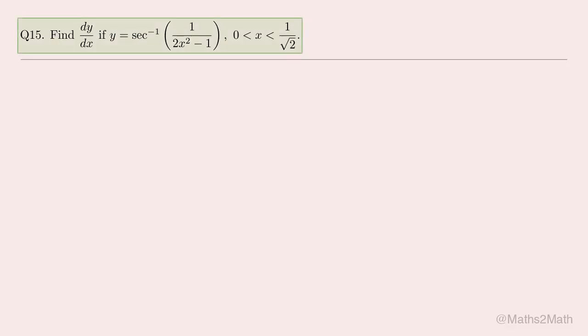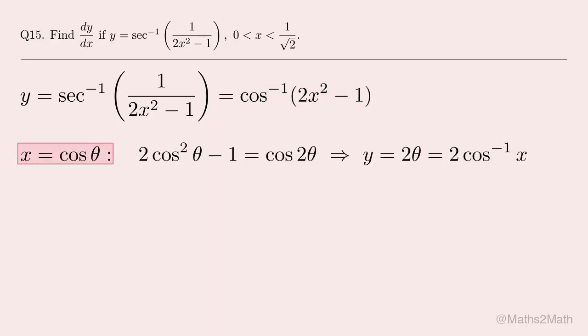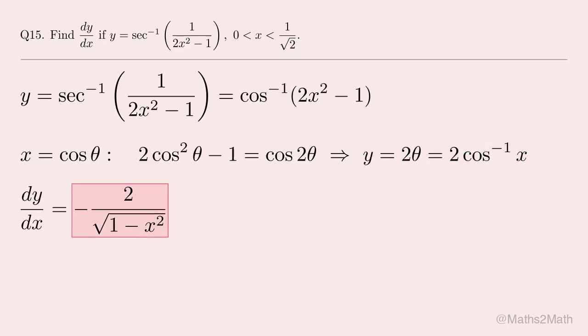Question 15, the last one. Inverse secant of a reciprocal hiding the cosine double angle. Inverse secant of 1 over u is inverse cosine of u, and 2x squared minus 1 is the giveaway. Convert the inverse secant of a reciprocal into an inverse cosine. Put x equal to cosine theta. 2 cosine squared minus 1 is cosine 2 theta, so y is 2 theta. Differentiate the inverse cosine.